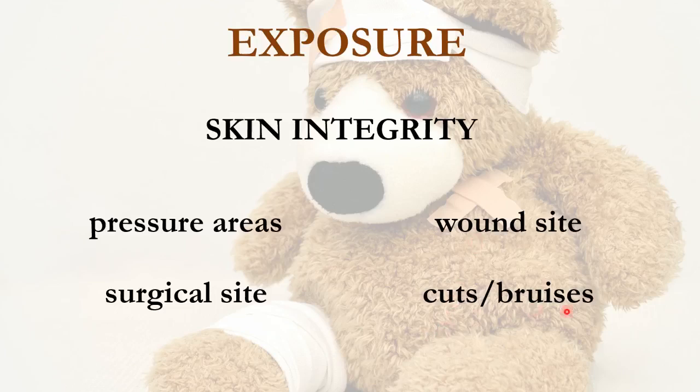Cuts and bruises. Okay. Bruises maybe from previous cannulation attempts. Previous attempts to bleed the patient. Pressure areas. Okay. So remember your pressure areas. Heels, elbows, back of the head. Okay. What else? Sacrum. Those bony points, bony prominences at the back. Okay. Pressure areas.